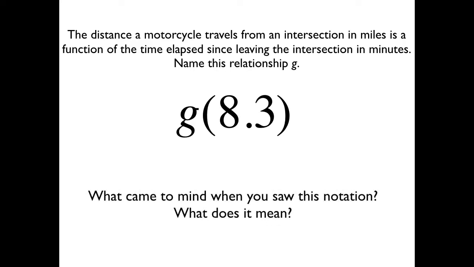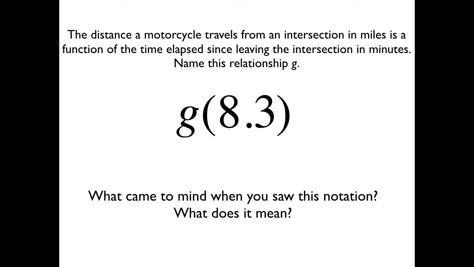So if I look at this symbol, pretty sure you've seen things like this before. G, again, is not a variable, so this isn't multiplication. What does this mean? All right, so I've got a function, G, that relates time and distance. So what's the 8.3 here referring to, do you think? Yeah, time in minutes.